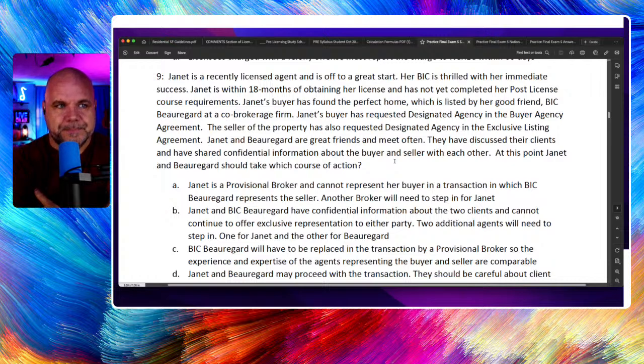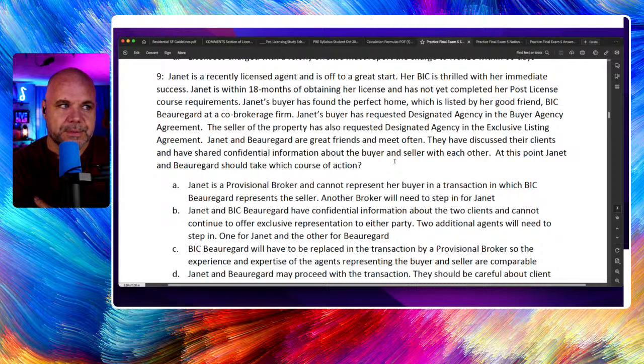Okay, what do we know? Co-brokerage, two different firms. It is not her BIC. Beauregard is not Janet's BIC. Beauregard is her good friend, but her good friend at a different firm. We do not have dual agency going on here. This is not designated dual or dual of any sort.